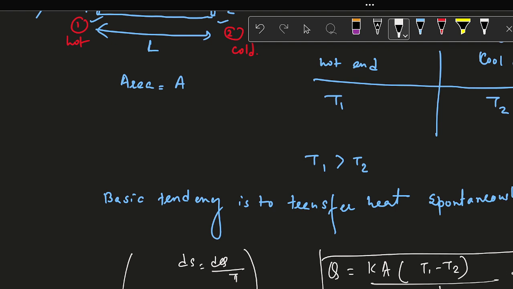This is the formula that you know from thermodynamics. This is the standard form of heat. If the thermal conductivity of the system is known as K, area is given, length is given, then the temperature difference is T1 minus T2, because T1 is greater than T2 here. So this is our transferred heat from one end to the other.